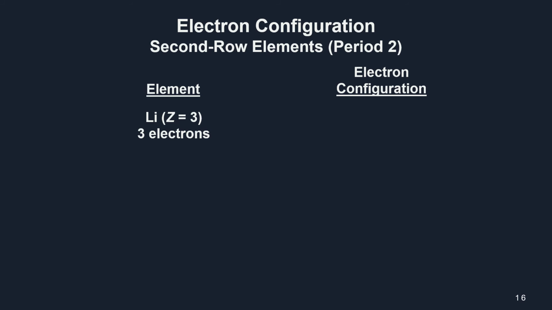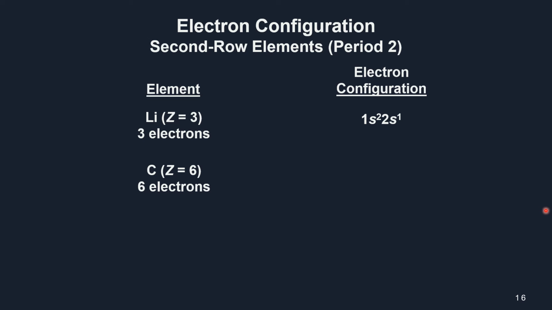If you go to the second row of elements, we're going to start to get a little bit more complex. Lithium has 3 electrons, so we have to do it a little differently. We've got 1s2, 2s1. Shell number 1, subshell s has 2 electrons. Shell number 2, subshell s has 1 electron. So 2 plus 1 equals 3, and all 3 of our electrons are accounted for in this electron configuration.